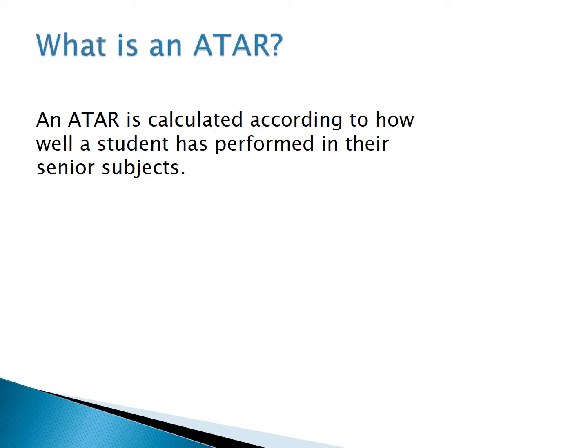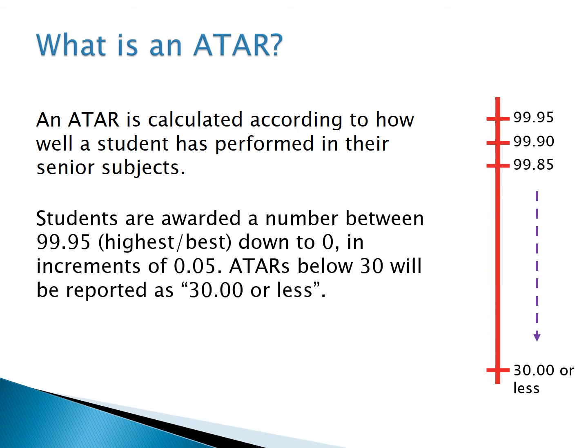So what is an ATAR? An ATAR is calculated according to how well a student has performed in their senior subjects. As I said before, it's a number, and it's a number between 99.95, which is the best, all the way down to 0. Now, nobody ever gets a 0 on their senior certificates or anything like that. If it's a lower ATAR, it's always reported as 30 or less.